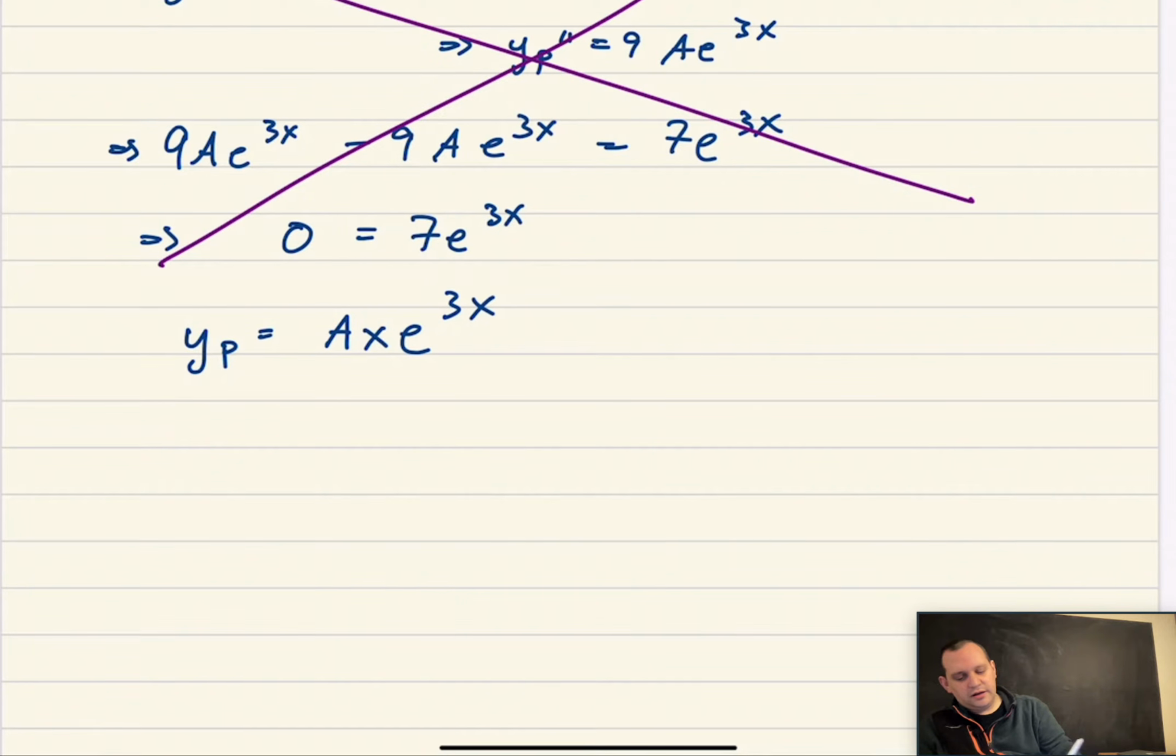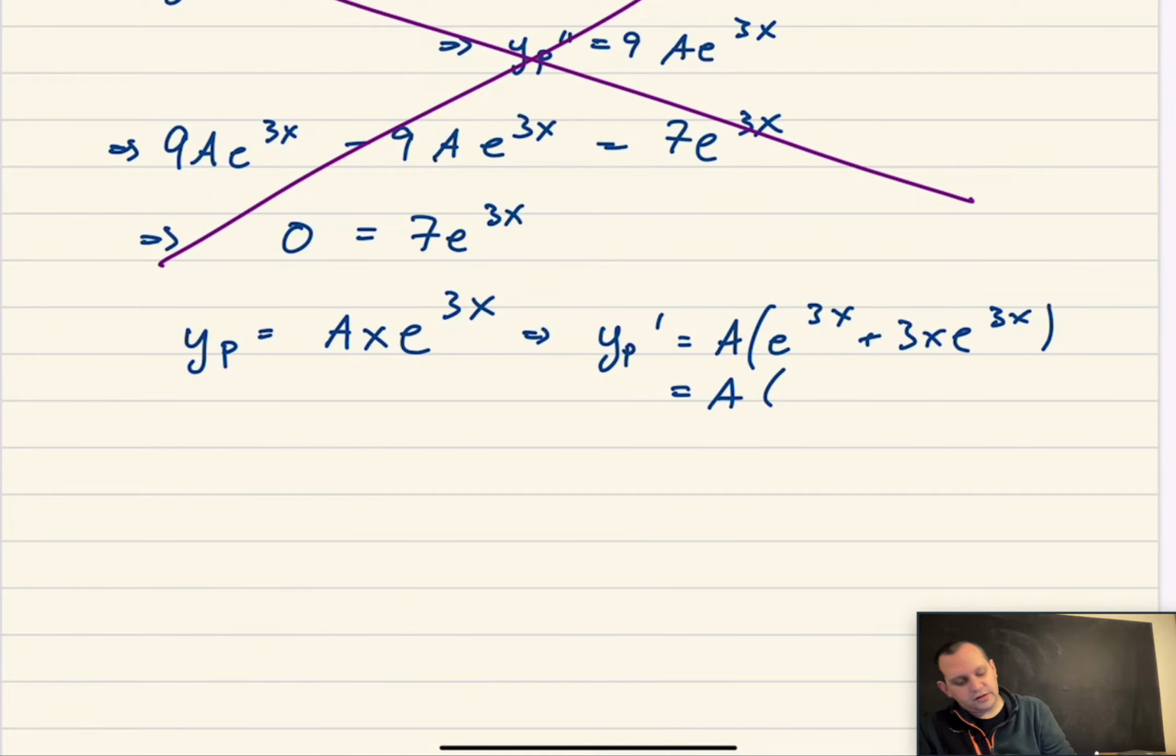Now, if we do this, then finding the first and second derivative, we're just going to use the usual product rule. We can factor out the a if you like. If we differentiate x e to the 3x, we're going to get the derivative of the first times the second, plus the derivative of the second times the first. And this will be a times the quantity 1 plus 3x e to the 3x.